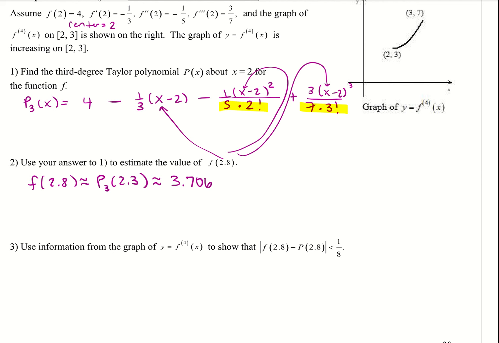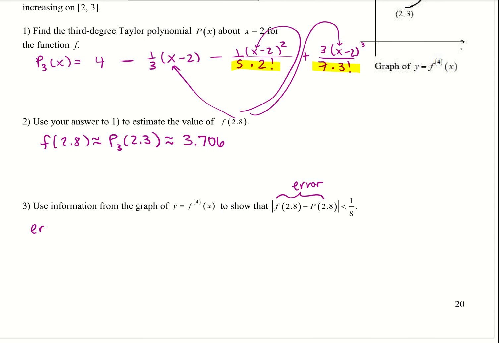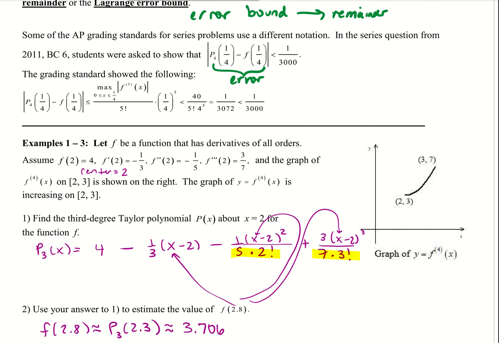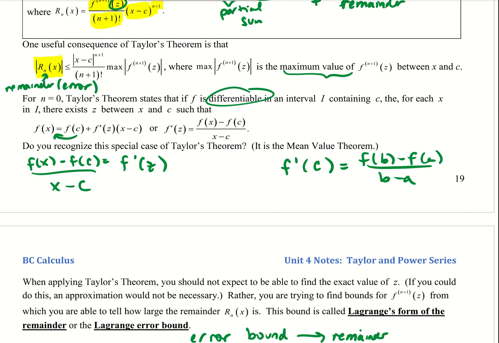Is less than 1/8. Okay, so what is this talking about? This is talking about my error, or the remainder. And I'm going to use the Lagrange error bound here to do this. Okay, so my error here could be found by looking at the remainder, and what Lagrange said for this is that we can find that remainder. What I'm using right now is this.